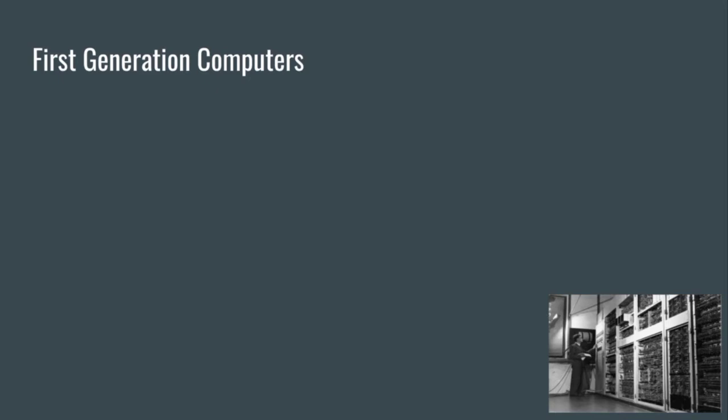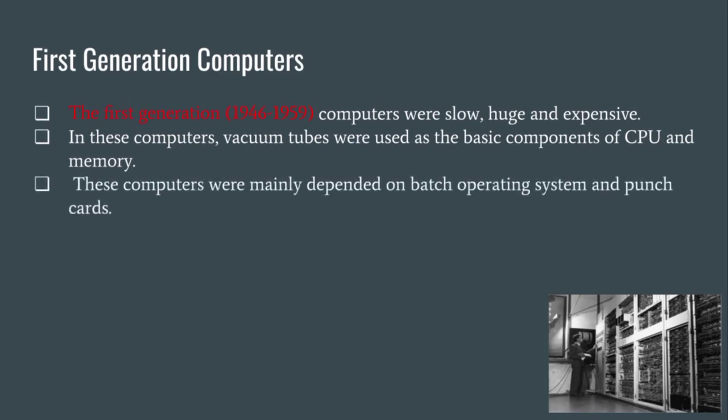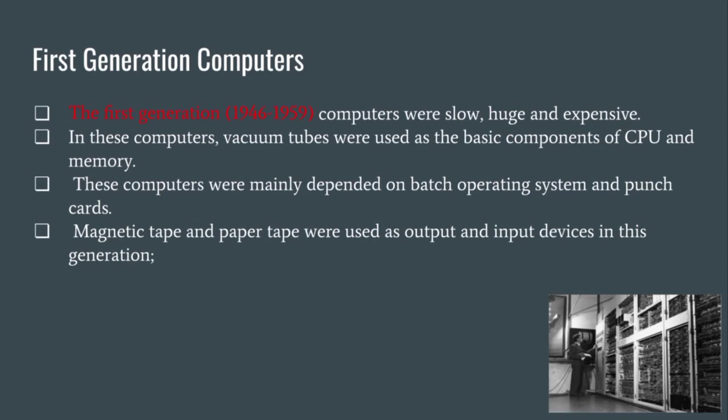First generation computer. What is first generation computer? What did computers contain at that time? First generation computer, from 1946 to 1964, computers were slow, huge, and expensive. In this computer, vacuum tubes were used as the basic component of CPU and memory. These computers mainly depended on a batch operating system and punch cards. Magnetic tape and paper tape were used as output and input devices.